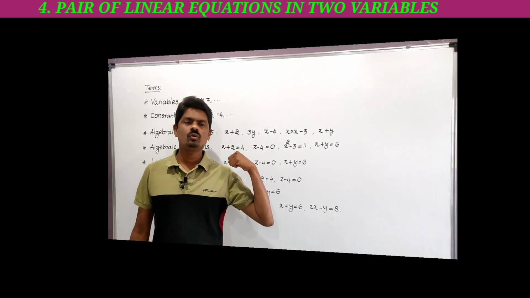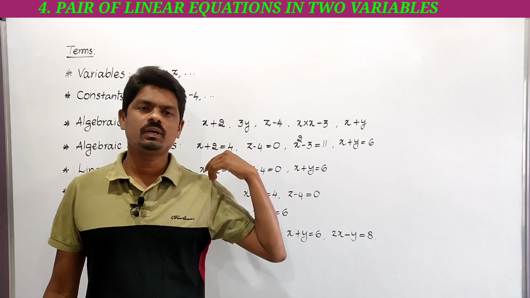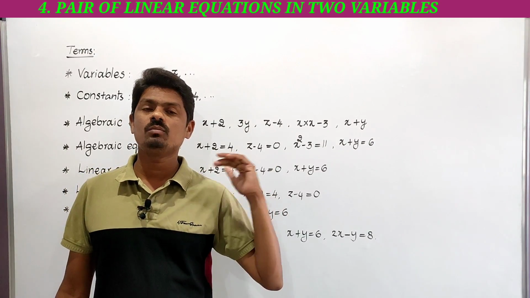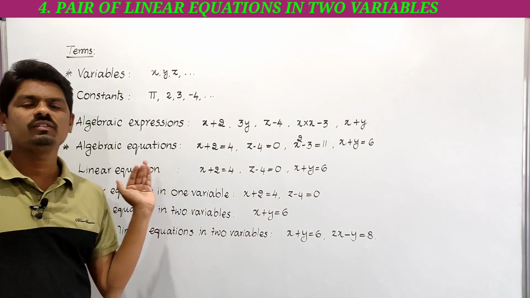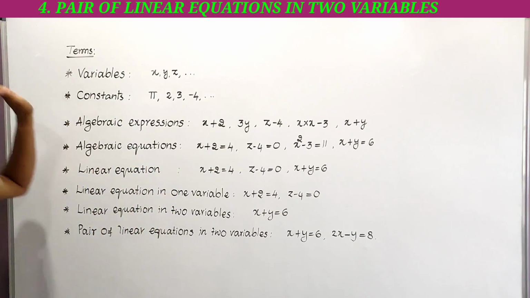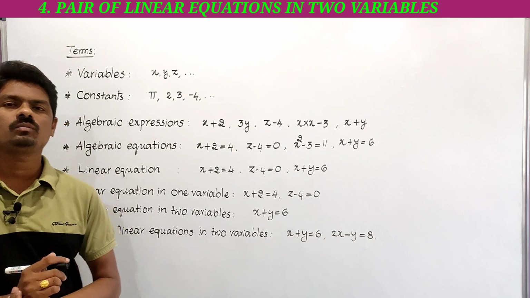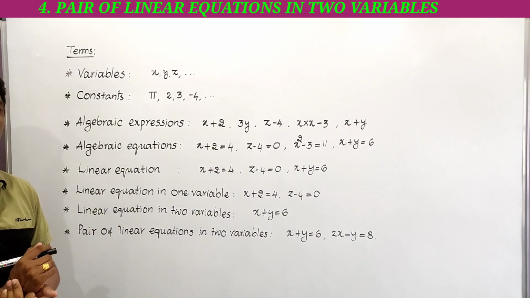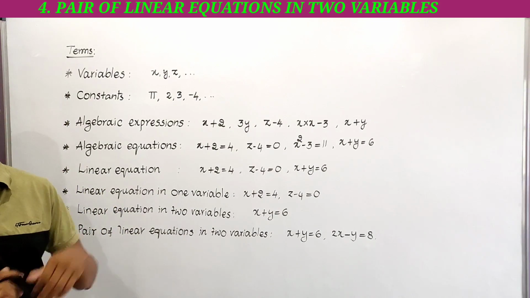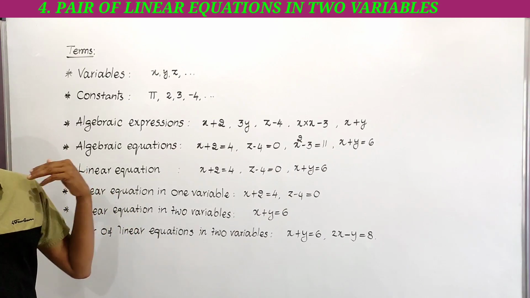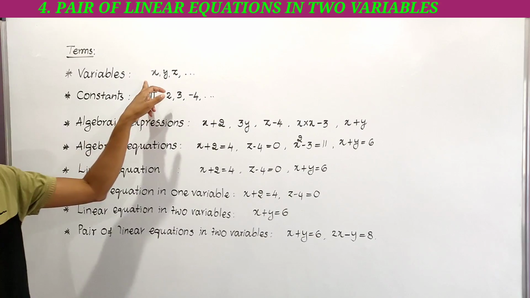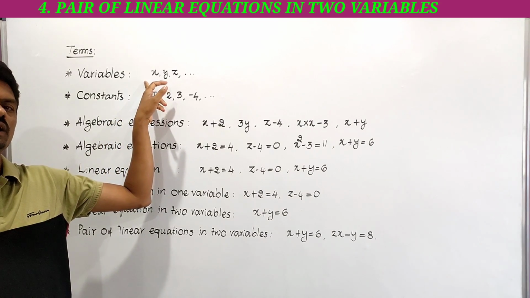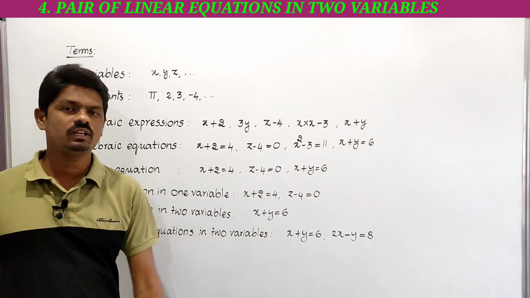See here, before learning the definition of a pair of linear equations in two variables, we have to learn about the terms. These terms are very important. First, variables. What are variables? Variables' values vary, their values are not fixed. Depending upon the given situation and the problem, their values vary. Generally the small case letters of the English alphabet are used to denote variables.